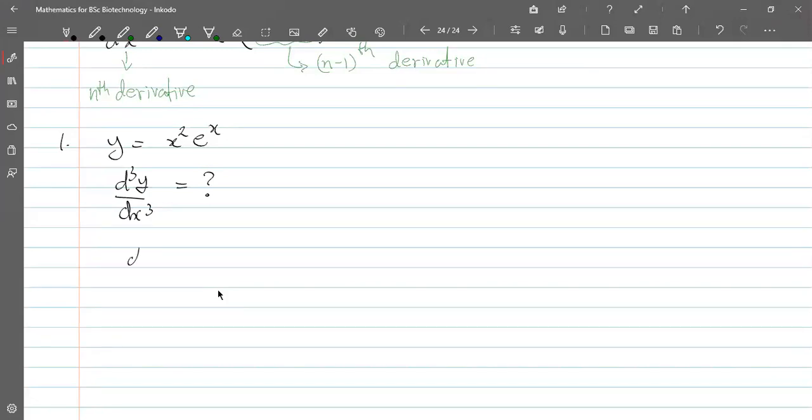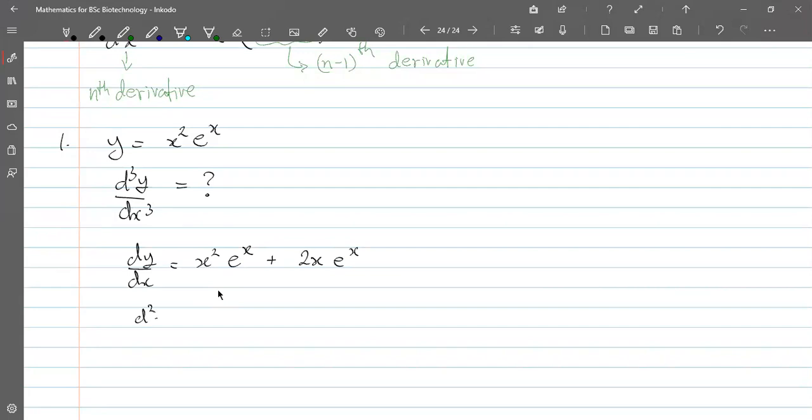So first you differentiate it once, and by product rule, that is x square e to the power x. So I'm differentiating e power x first, plus the derivative of x square, that is 2x e power x.